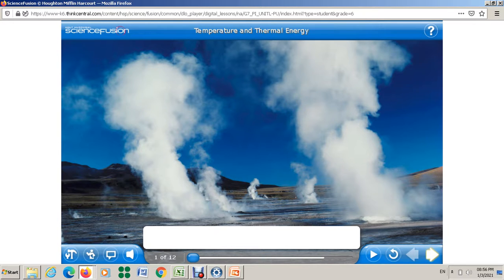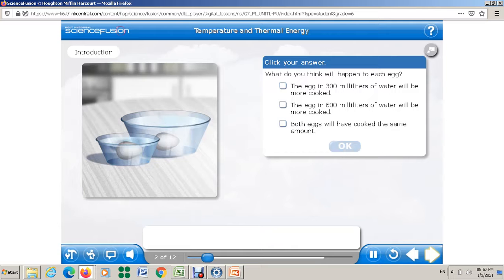Before we start, let's answer this. Let's say you want to boil 2 eggs. You have 2 bowls, 2 eggs, and some hot water that has the temperature of boiling water, 100 degrees Celsius. You decide to put 1 egg into each bowl and pour some hot water over each egg. You pour 300 milliliters of hot water in a bowl with 1 egg and 600 milliliters of hot water in another bowl with the other egg. You wait for 15 minutes while the water cools. What do you think will happen to each egg? Click the correct statement, then click OK.